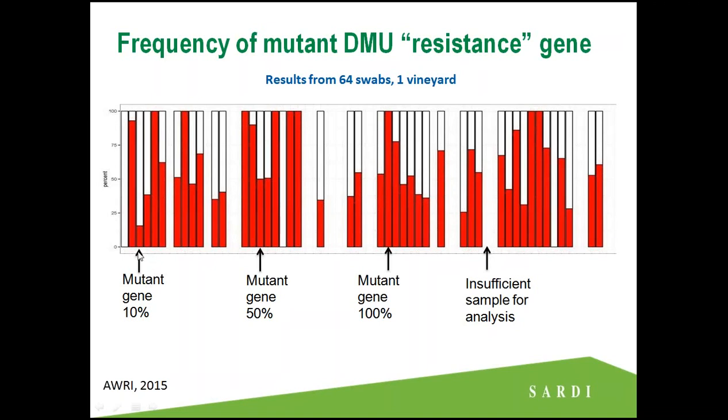What we have here, this arrow, shows this sample, this is one swab, shows about 15% of that population on that swab contain the resistance gene, 10%, 15%. This one, 50% of that swab contains the resistance gene. This one, 100% of that swab, every cell in that swab had the resistance gene. And this is showing insufficient samples for analyses.